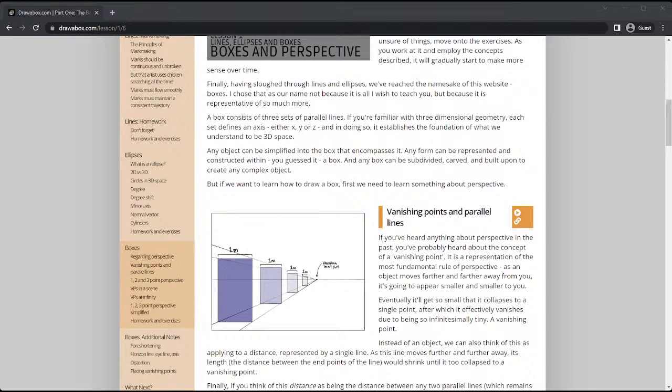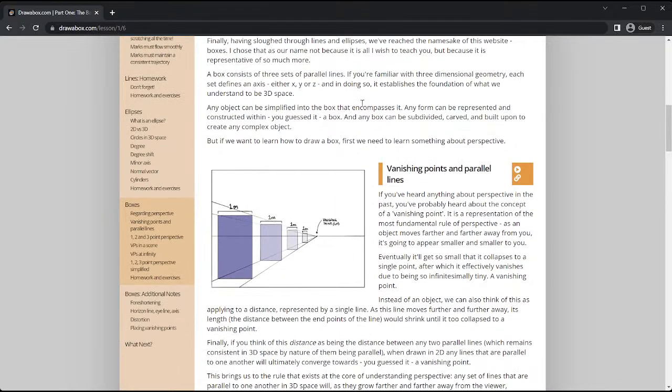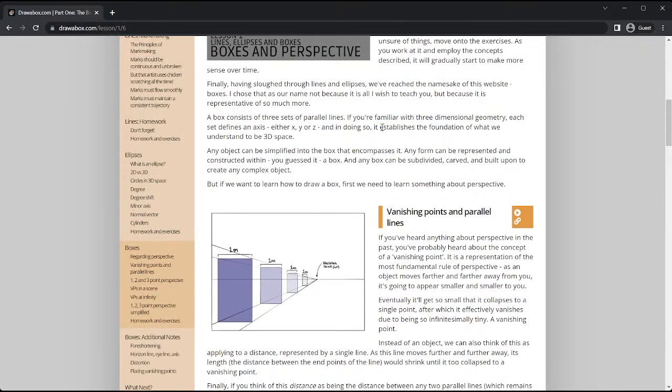Finally, having slogged through the lines and ellipses, we've reached the namesake boxes. I chose that as our name, not because it is all I wish to teach to you, but because it is representative of so much more. And when I first heard about the course, I was hesitant to start it because I thought it was legitimately just about drawing boxes. I was very thrilled to find out that that's not what it was.